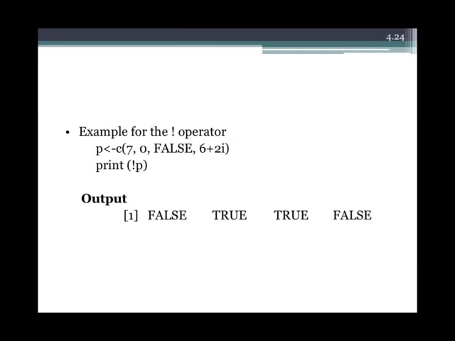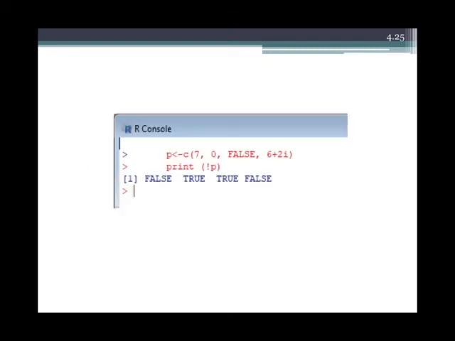And then we go to the NOT operator, which is the negative, the reverse of whatever the state is. So 7 is true, so it becomes false. 0 is false, so it becomes true. False is false, so it becomes true. 6.2i is true, so it becomes false. You can see the output from the R environment.